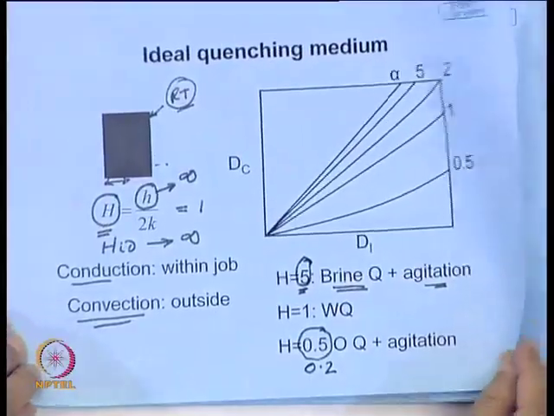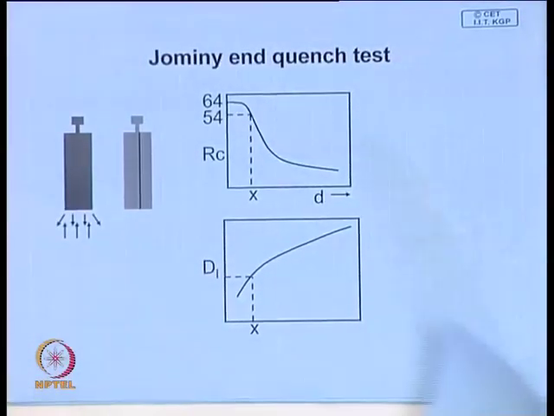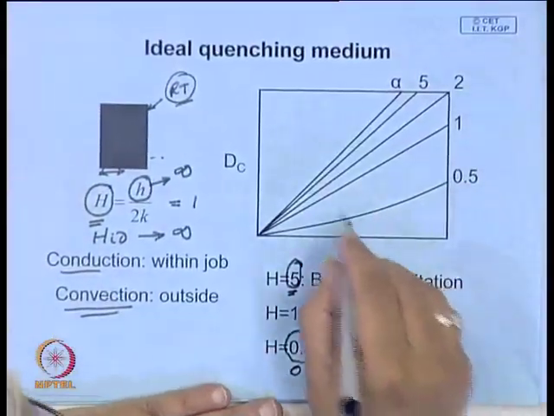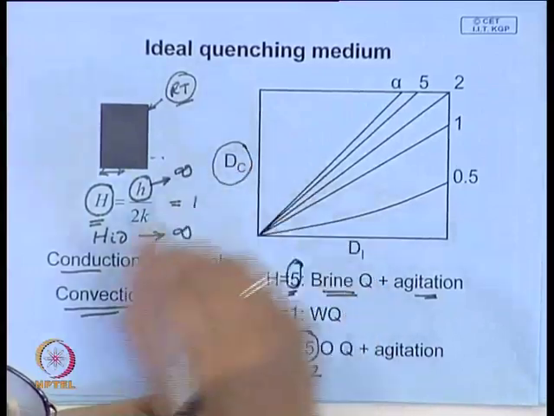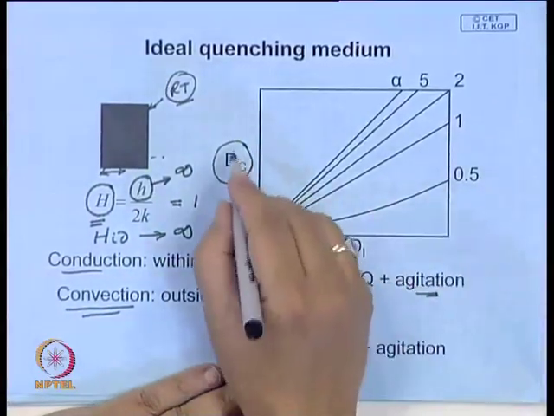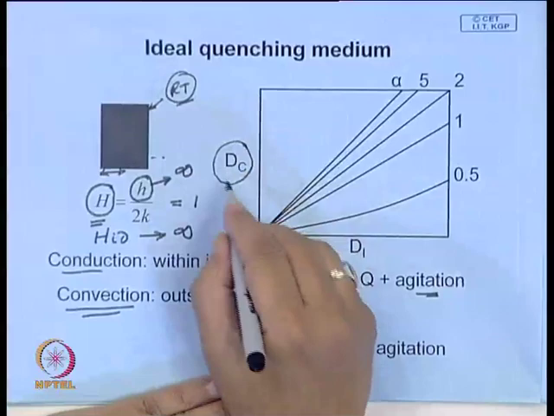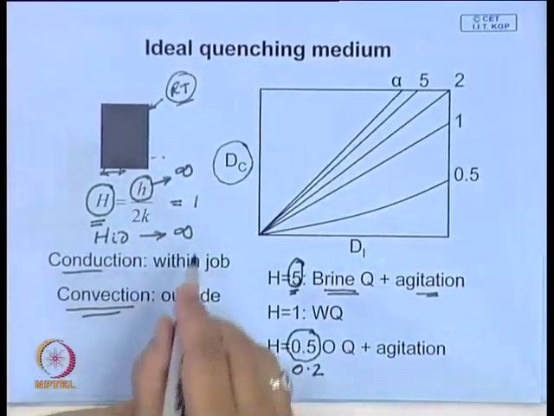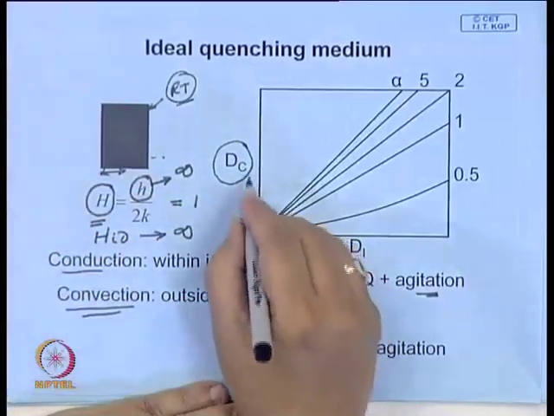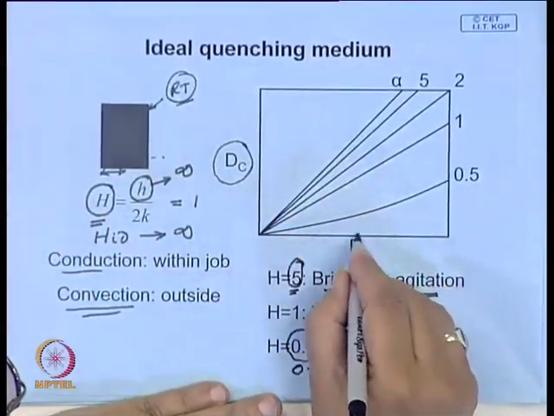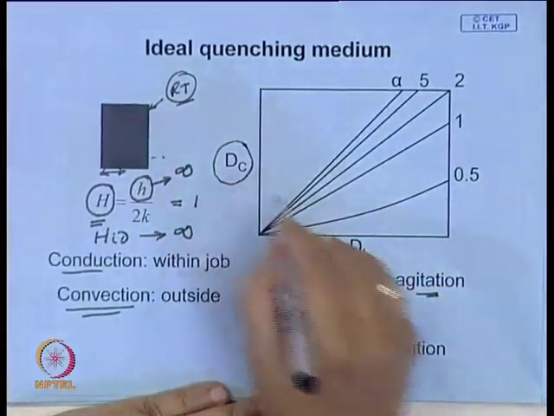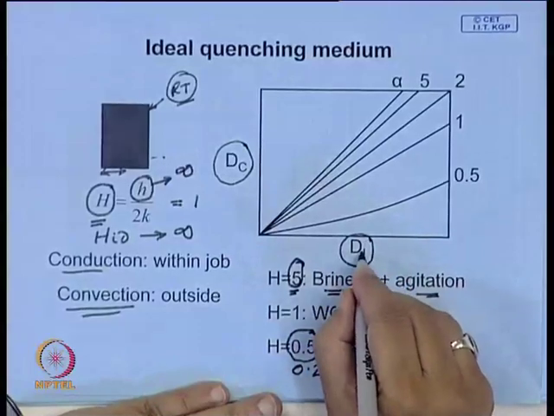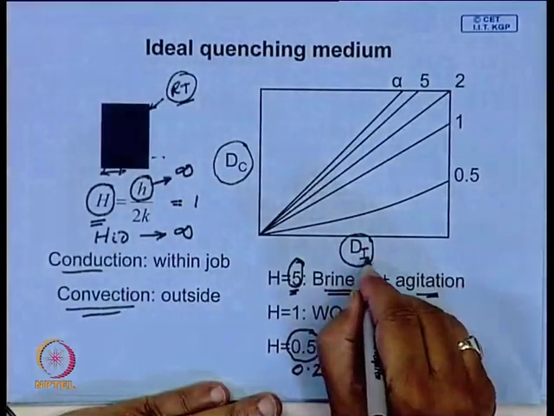The most important factor, therefore, is how to convert this critical diameter, which you have measured for a particular quenching medium, into a parameter which is independent of cooling rate. So, what he did is define another diameter, the critical diameter when you quench the job in an ideal quenching medium, d I.